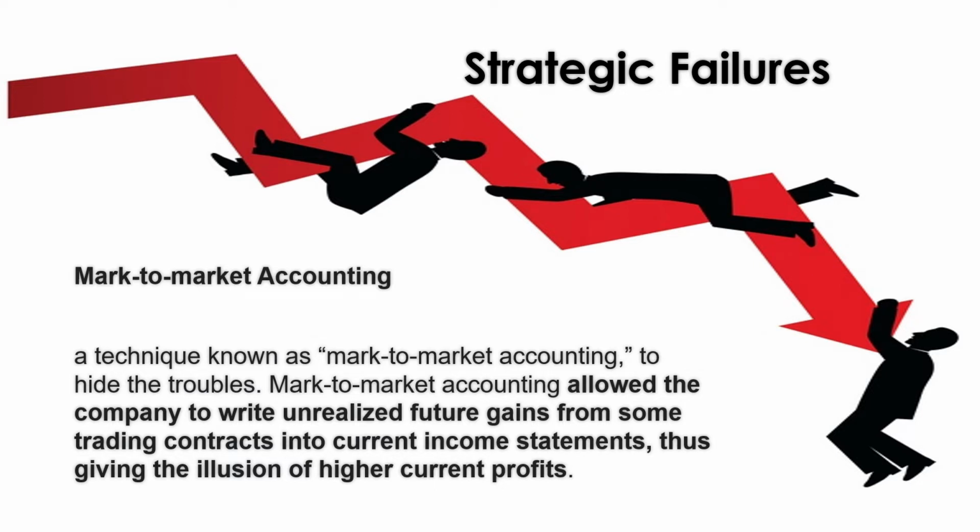The first strategic failure is a technique known as mark-to-market accounting to hide the trouble. Mark-to-market accounting allowed the companies to write unrealized future gains from some trading contracts into the current income statement, thus giving the illusion of higher current profit.